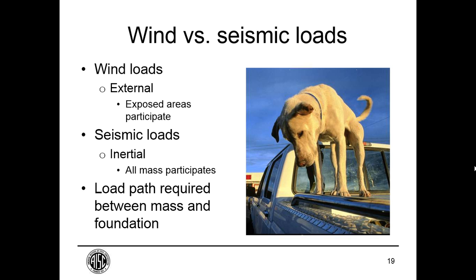And I love this photograph of the dog on the pickup truck. The force that the dog sees, of course, has something to do with the acceleration of the pickup truck. But if the dog happens to be on a frictionless surface, the dog will not see any force, but will fall to the ground. The force that the dog sees has some relationship to the acceleration of the pickup truck, but also to the mass of the dog and how the dog braces itself as the pickup truck accelerates. So that's more the case of our buildings in seismic design.